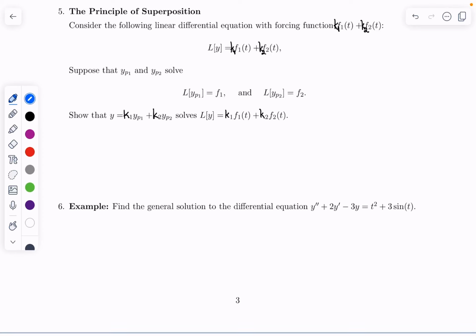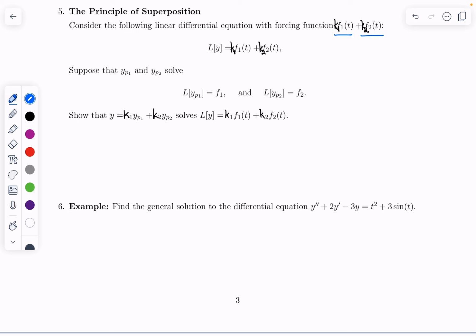I would now like to talk about what happens when the right-hand side of our non-homogeneous differential equation is a linear combination of functions of t. So I'm going to consider a linear differential equation with a right-hand side that I'm going to call a forcing function, but that will make a little bit more sense when we talk about the next video. But that right-hand side is going to be a linear combination of two functions. So it's going to be k1 f1 of t plus k2 f2 of t.